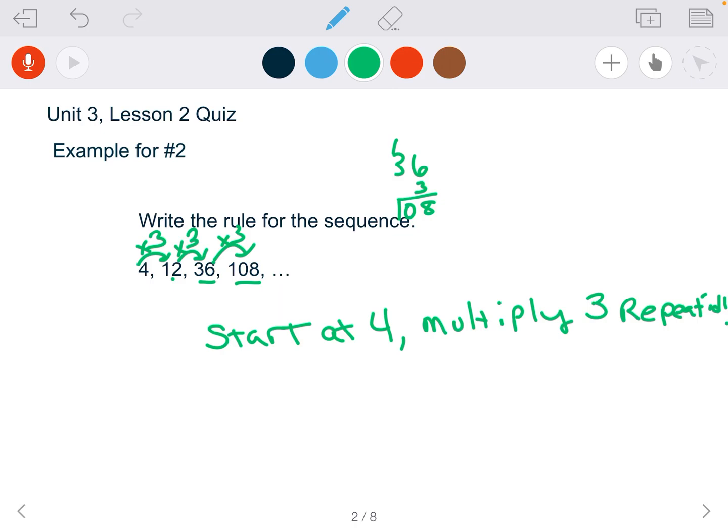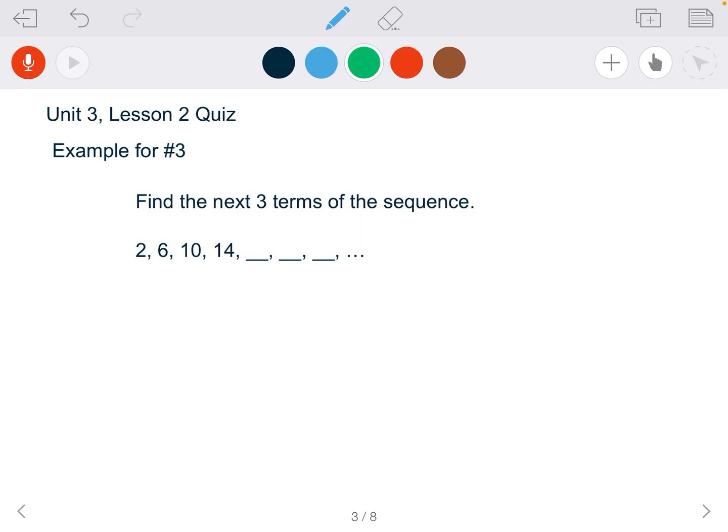Again, these are not the actual examples. You've got to find them on your quiz. All right, when you're ready for example number 3, we are asked to find the next 3 terms of the sequence. So that means I need to know what the rule is first.